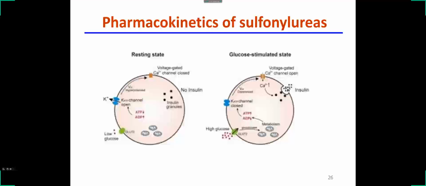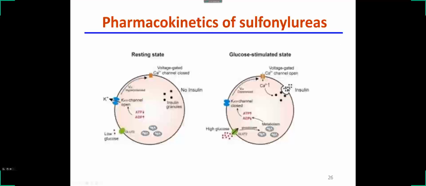Okay, so how do these sulfonylureas work? Apologies, this seems really out of focus, this slide. I don't remember it being quite so out of focus. Okay, just a reminder, sorry, kind of a terrible slide.